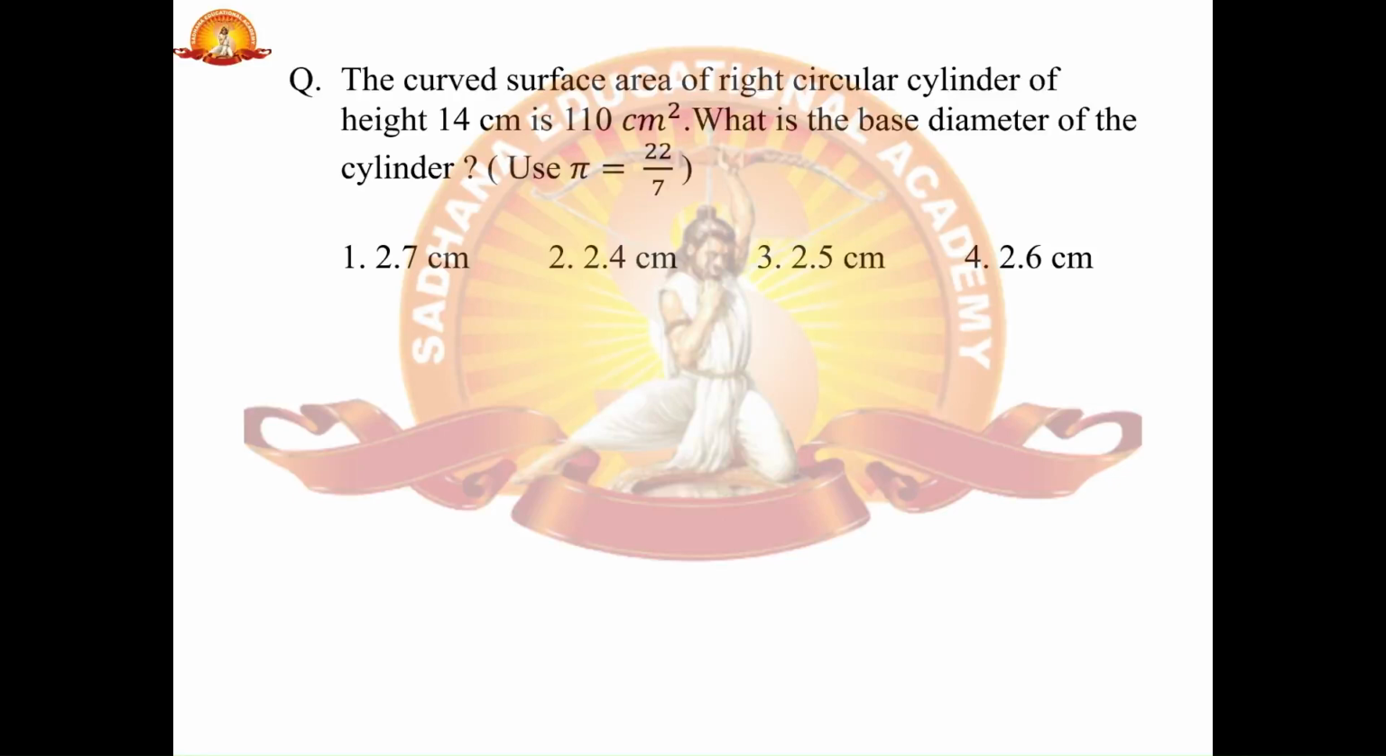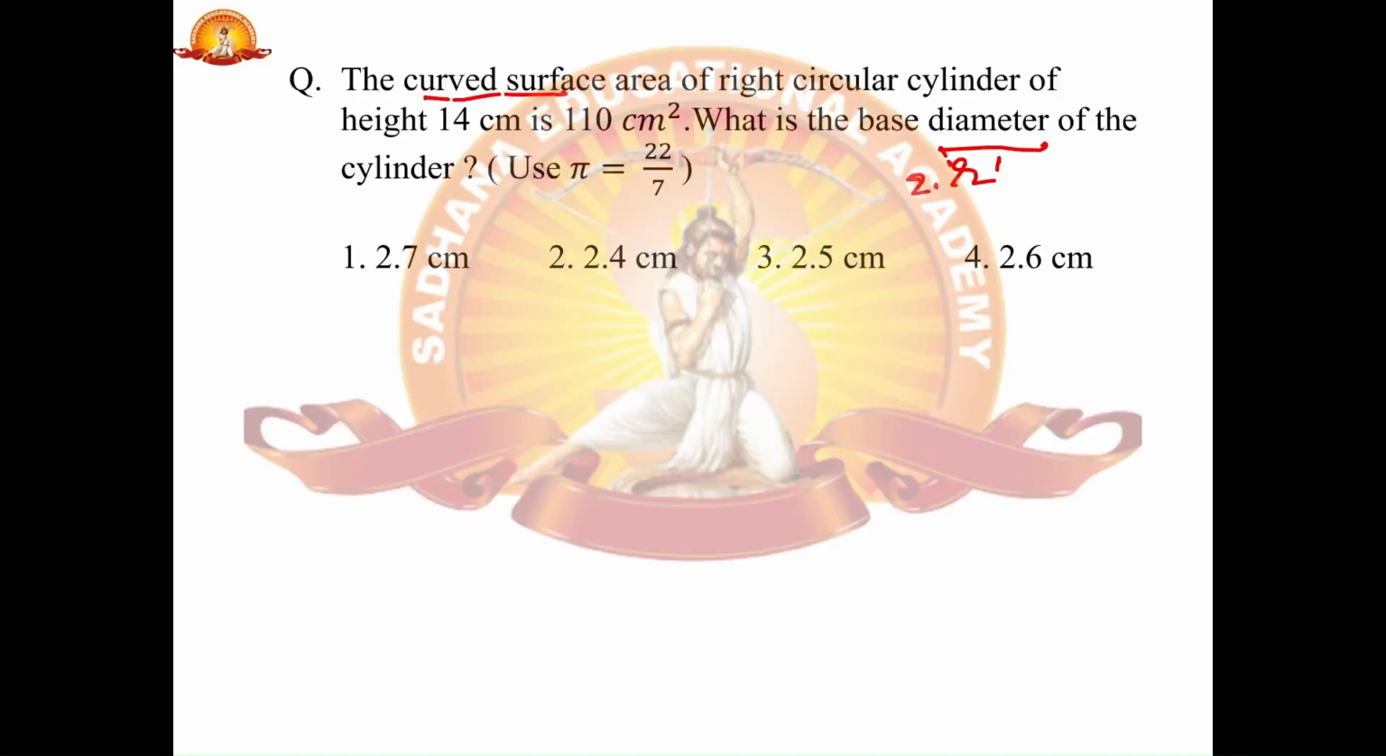Now, next question. The curved surface area of right circular cylinder of height 14 centimeter is 110 centimeter square. What is the base diameter? So it is given curved surface area. What we have to find is diameter. First, let us try to find out the radius. After that, we can take double the radius to get the diameter.